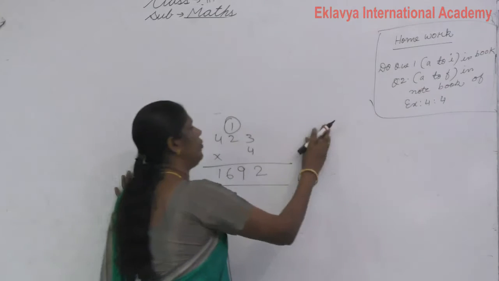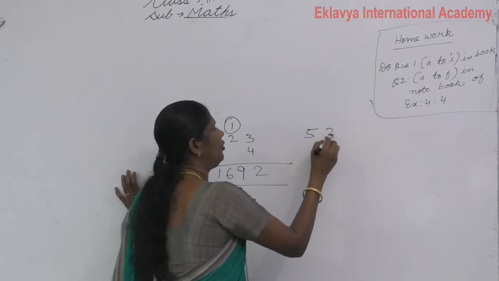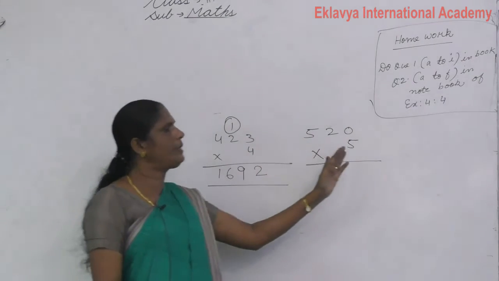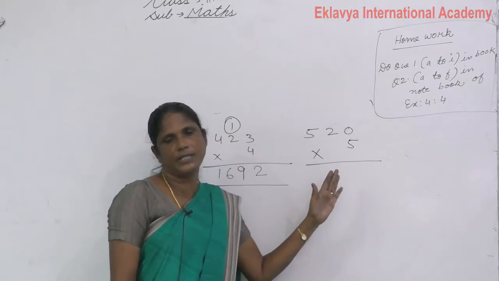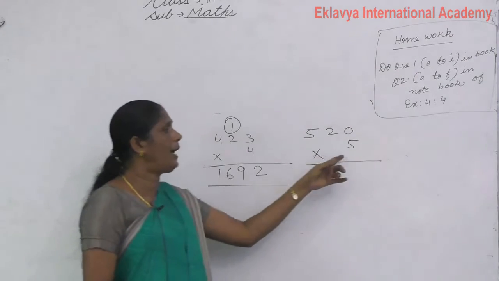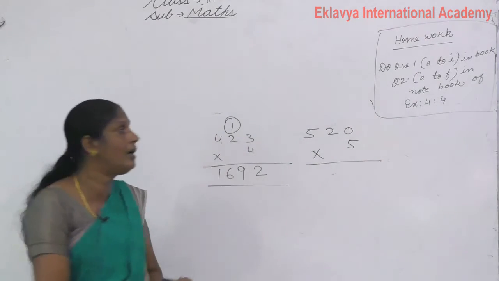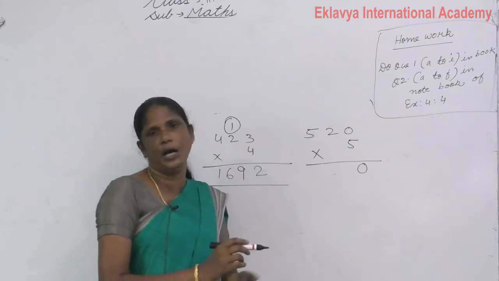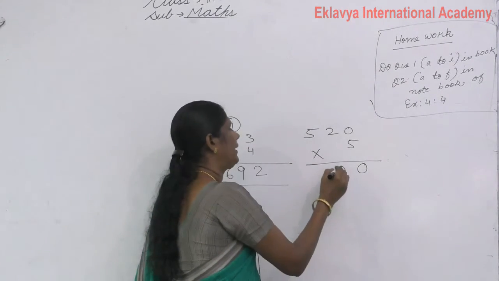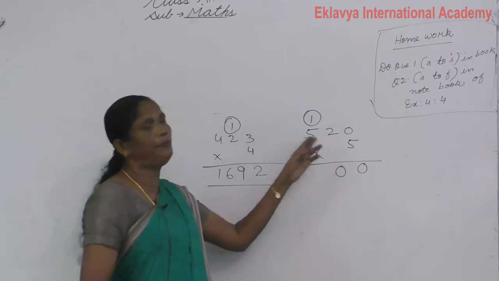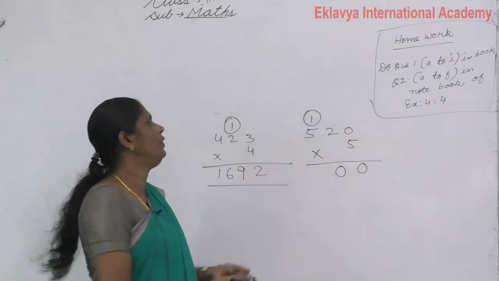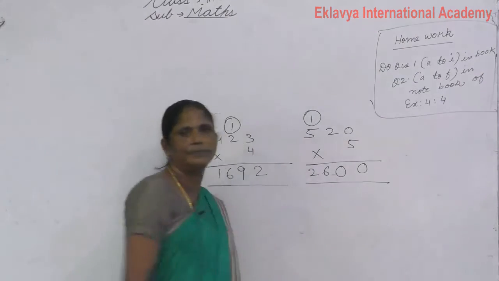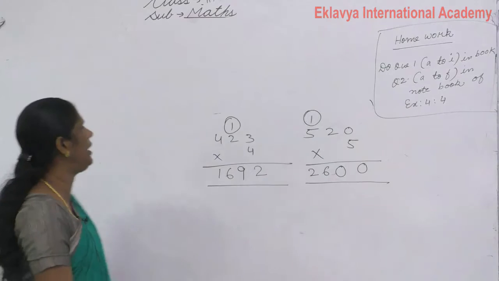Understand? One more question. 520 multiply 5. We start with the ones place. 5 times 0 is 0. Then 5 times 2 is 10. Carry 1. 5 times 5 is 25. 25 plus 1 is 26. Understand? One more question.